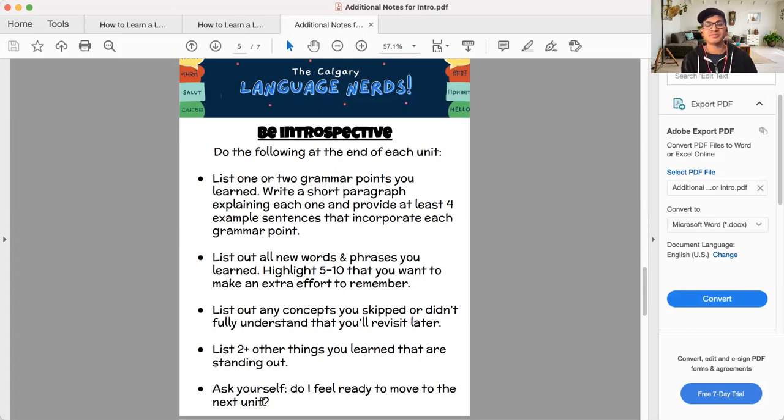At some point, if you find yourself like, what's that expression we have in English? Don't beat a dead horse. Is that what we say? Don't beat a dead horse. I think that's what we say.